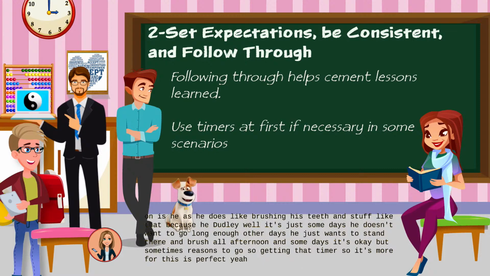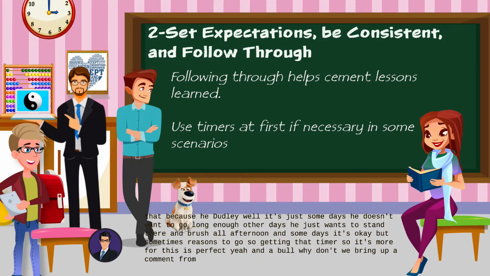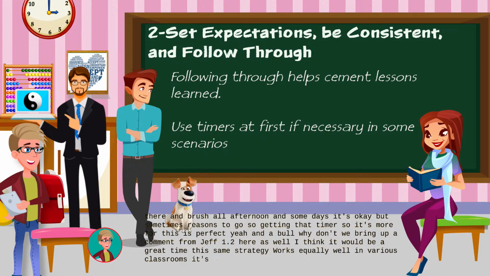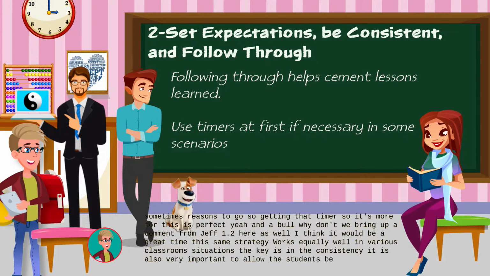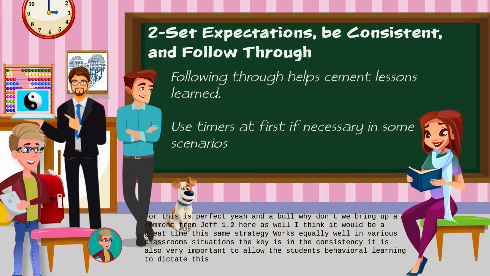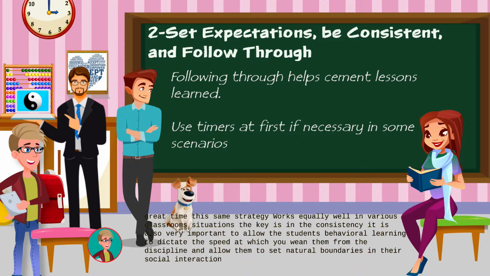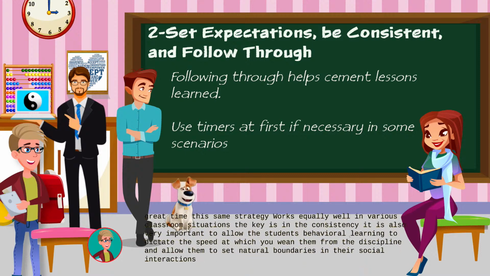Yeah. And Boole, why don't we bring up a comment from Jeff on point 2 here as well? I think it would be a great time. This same strategy works equally well in various classroom situations. The key is in the consistency. It is also very important to allow the students' behavioral learning to dictate the speed at which you wean them from the discipline and allow them to set natural boundaries in their social interactions. Great point. Absolutely.